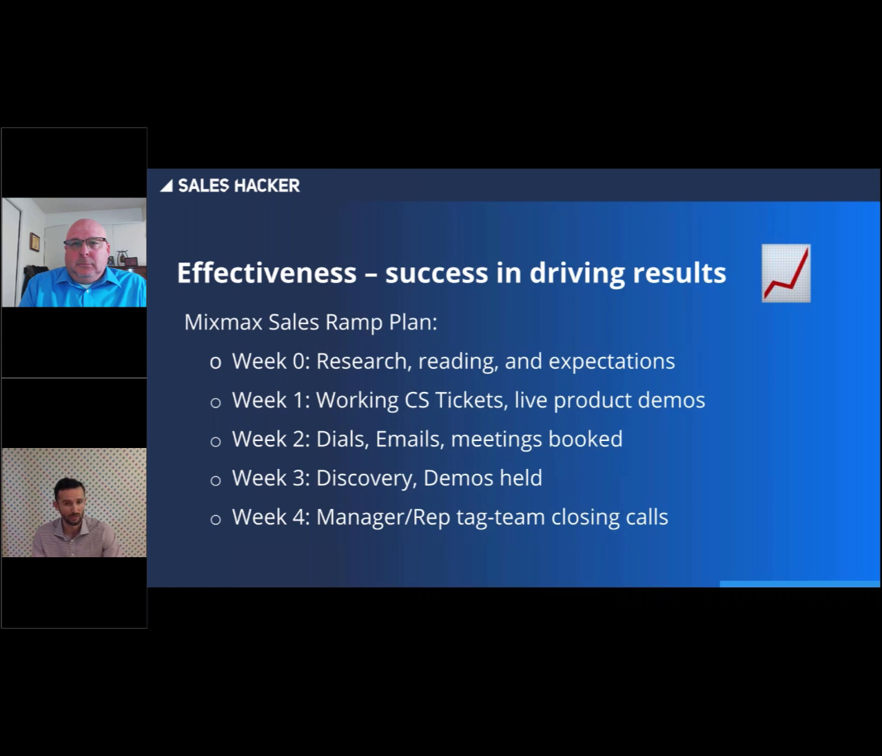And then moving to week 3, now we've actually got some of those meetings that are starting to happen, so we're leading our discovery calls and demos. And then hopefully by week 4, again, depending on your sales cycle, but for us internally, we're having managers join the rep to tag team some of these closing calls.